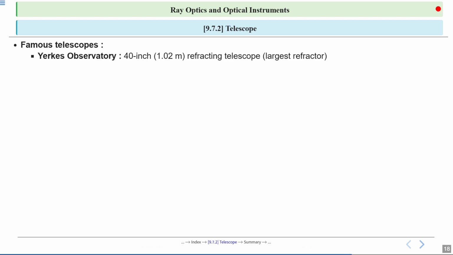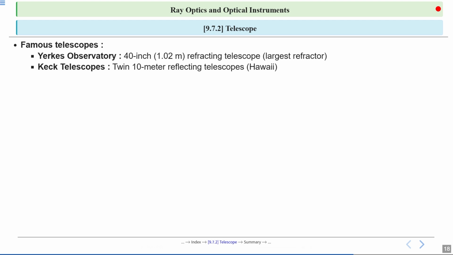So first up, there are some famous telescopes. First is Yerkes Observatory, which houses the largest refracting telescope with a 40-inch lens. This telescope has been pivotal in astronomical research, allowing scientists to observe celestial bodies with great clarity.